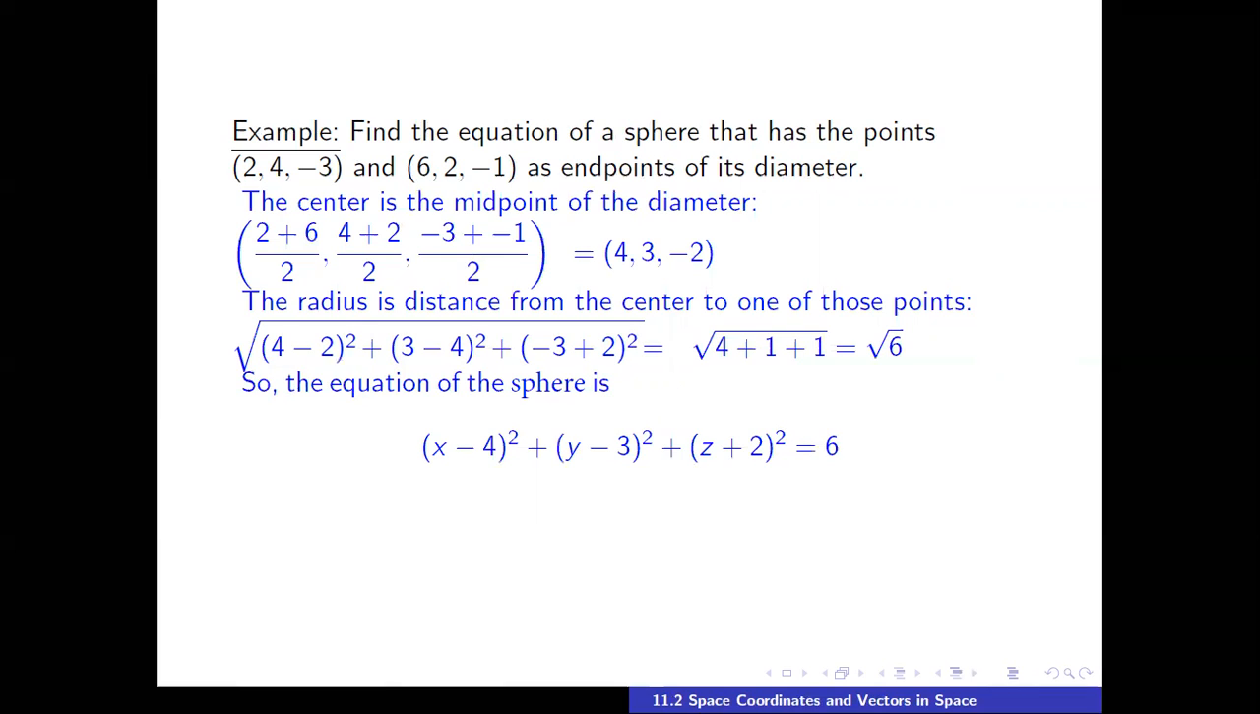Okay, we will continue our exploration of space in the context particularly of vectors next time.